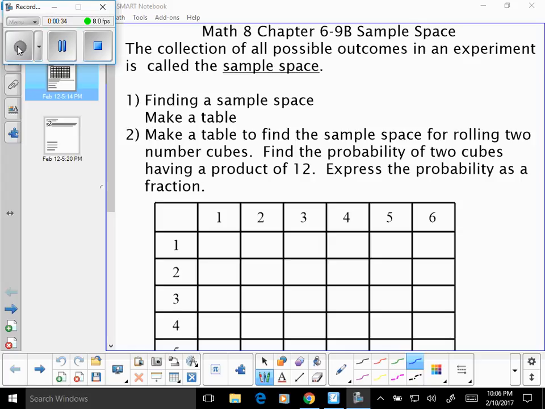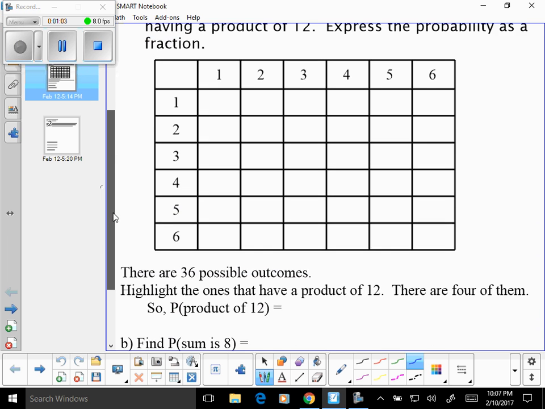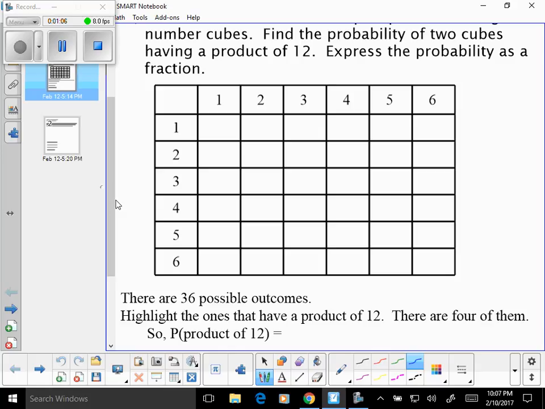Let's say that we are going to roll two number cubes, otherwise known as a pair of dice. We are going to have to make a table to find all of our possible outcomes. Then we are going to find the probability of two cubes having a product. That means we multiply the numbers on the cubes, like 3 times 4, to get 12. And we're going to express the probability as a fraction. When we are making our sample space with a table, it's very much like a multiplication table to some degree.